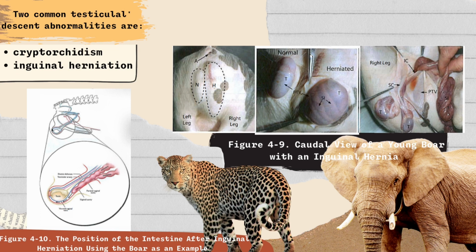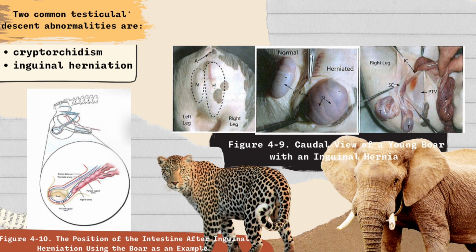Inguinal herniation, on the other hand, is when a portion of the intestine passes through the inguinal canal into the vaginal cavity. Inguinal herniation is not uncommon in swine and occurs in about 1 in 200 males. Ligation of the parietal and visceral vaginal tunics is usually performed to prevent further herniation. Figure 4-9. Caudal view of a young boar with an inguinal hernia.